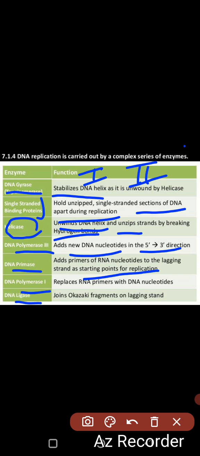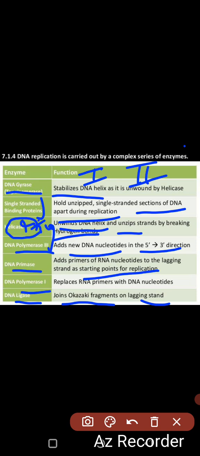Next, DNA ligase, which joins Okazaki fragments on the lagging strand. This ligase seals the gaps, right, to create a continuous DNA strand. So these are all the enzymes which are responsible for DNA replication. In this, basically, the helicases are motor proteins, you can see here, that couple the hydrolysis of ATP to nucleic acid unwinding. And it is a hexameric helicase. Okay, it has a ring-shaped structure.